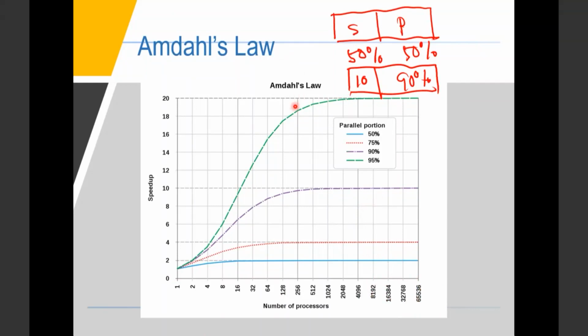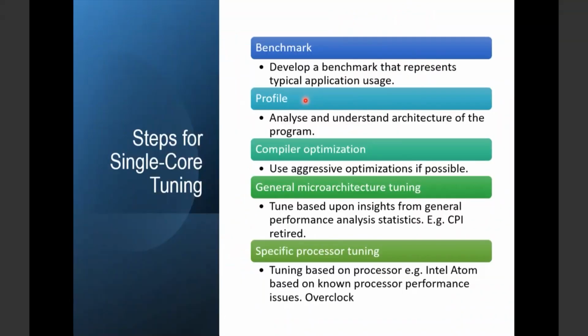Okay, so I think we stop here for now. Before that, we continue with this one, and then after that we stop. So this is the step for the single core tuning, because previously we were looking at single core tuning. First, we need to do the benchmark. Develop a benchmark that represents the typical application usage. And second, you need to do your profile. You need to analyze and understand the architecture of the program that you use.